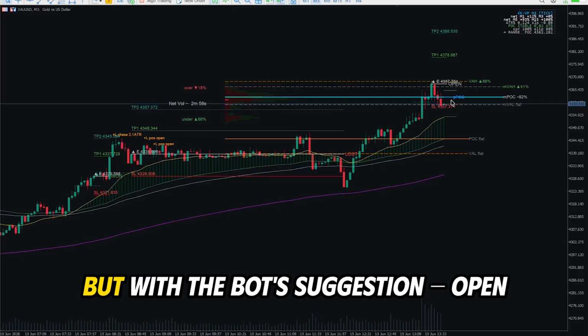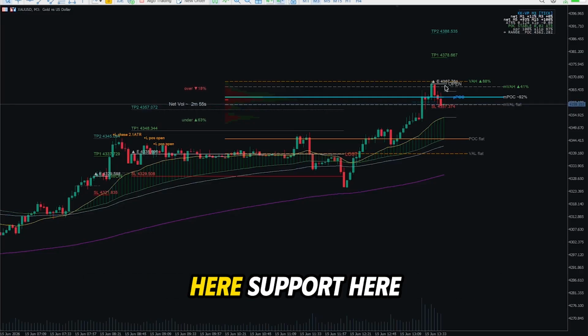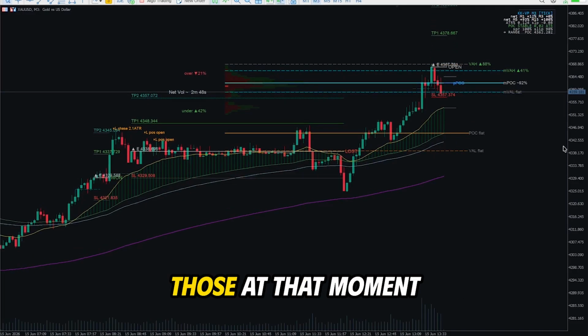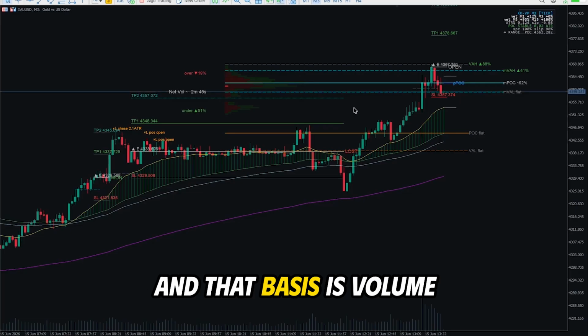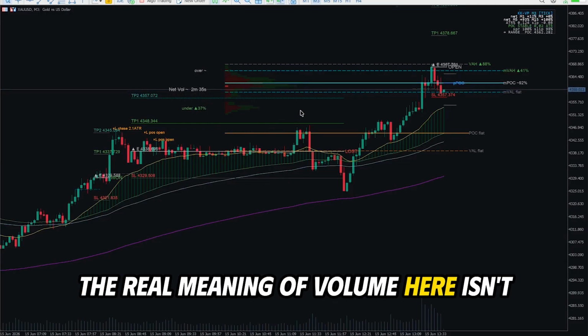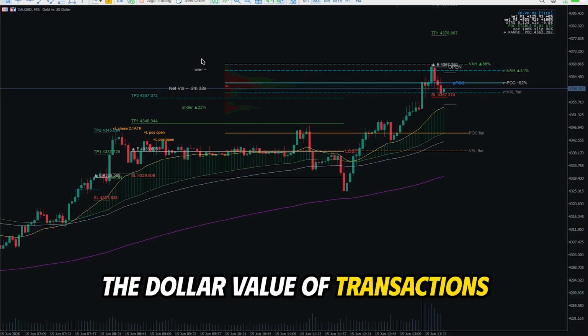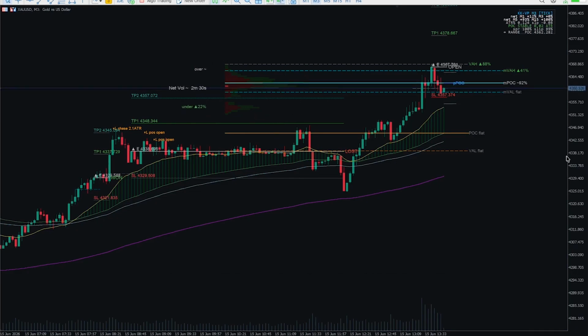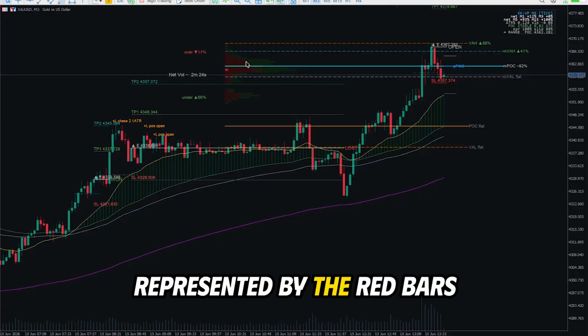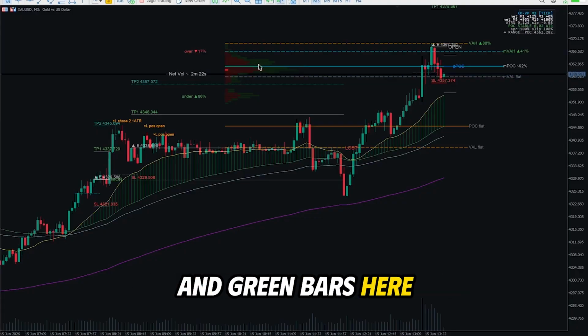But at that moment, it could also be wrong. It might be about to, but with the bot's suggestion, open here, support here, take profit 1 here, take profit 2 here. There's a clear basis for each of those, and that basis is volume. Volume can change tick by tick, right? The real meaning of volume here isn't the dollar value of transactions, but rather the number of transactions from sellers and buyers, represented by the red bars and green bars here.